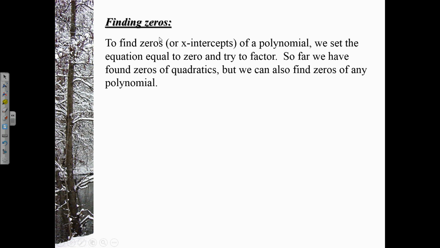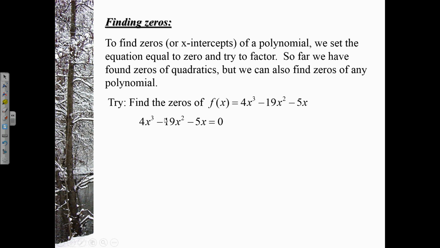This is also a review of how to find zeros. So for today, we're going to just be factoring or using the quadratic formula. To find the zeros or the x-intercepts of a polynomial, we set the equation equal to 0 and we try to factor it, or we use the quadratic formula if we need to. So for example, if I set this equal to 0, notice that they all have a common factor of x. So you can factor x out, and now you have this.